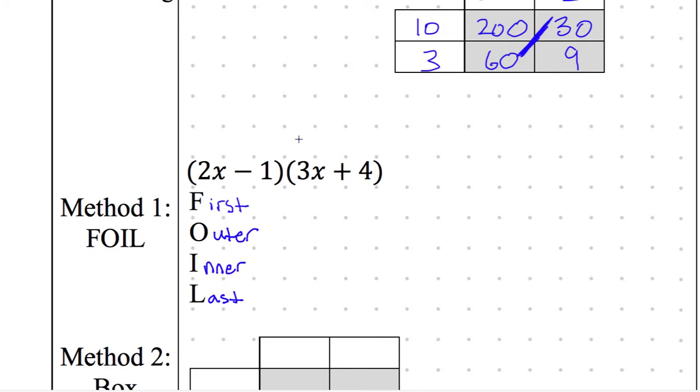So I'm going to multiply the first two together. The first and the first, 2x and 3x. What is 2x times 3x? 6x. How many x's do we have? We have x to the power of 1, x to the power of 1. I add the exponents. Power of 2. There it is. 6x to the power of 2.